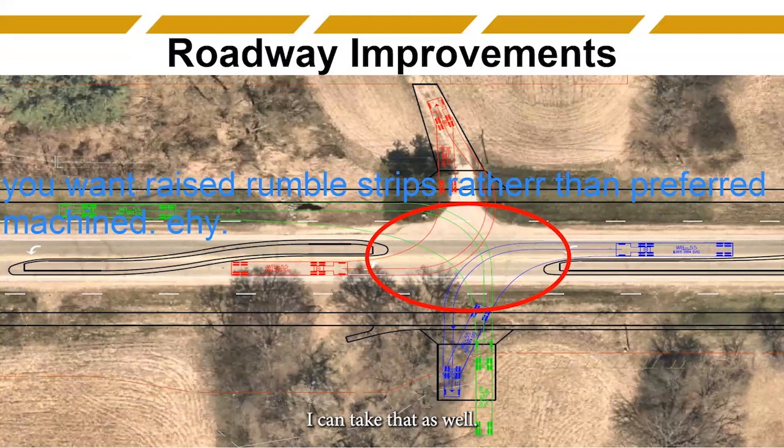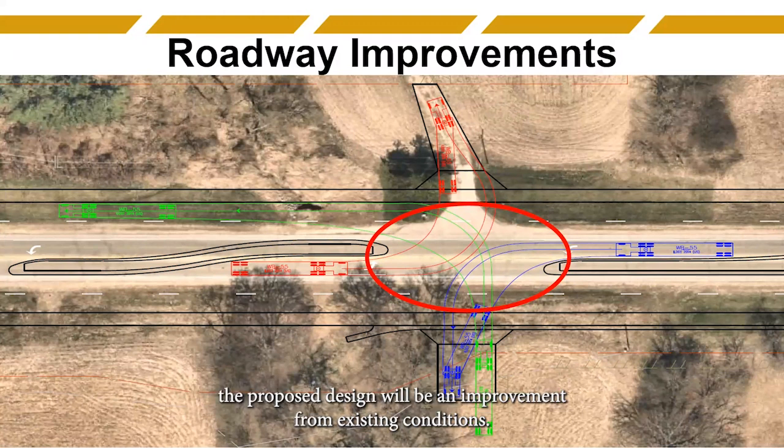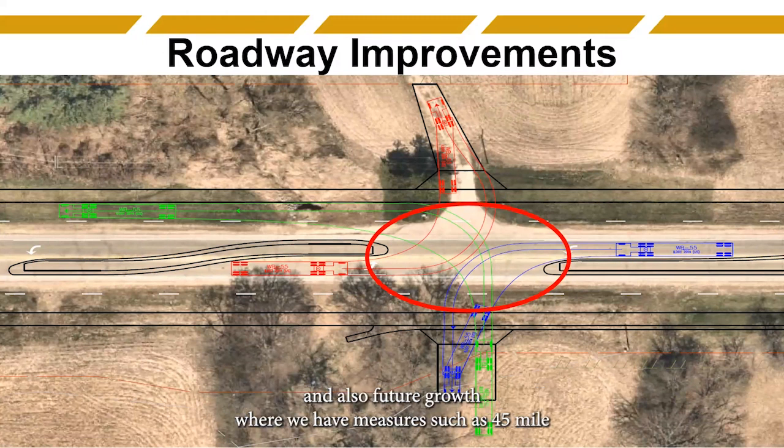I can take that as well. That's a very good question. Will the increase in lanes cause an increase in crashes? Now, conversely, right now we have out there the same amount of traffic, and we only have 2 lanes out there. We are very limited on turn lanes out there. We have limited other traffic control devices out there. So from a safety standpoint, the proposed design will be an improvement from existing conditions. We are adding lanes to better accommodate the existing traffic that's already there, and also future growth.